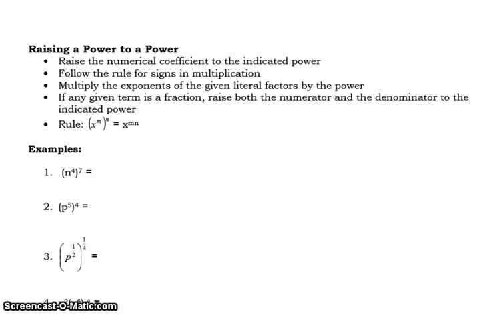Okay, on the next page, now what happens when you have a power to a power? And this happens when you have an exponent raised to another exponent. The rule is that you multiply the exponents together. Again, you keep the base and multiply your exponents.